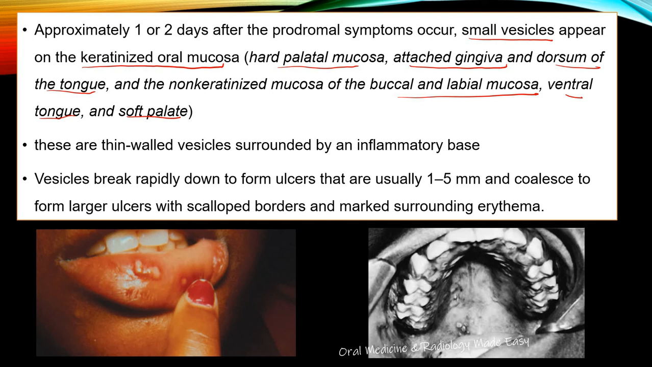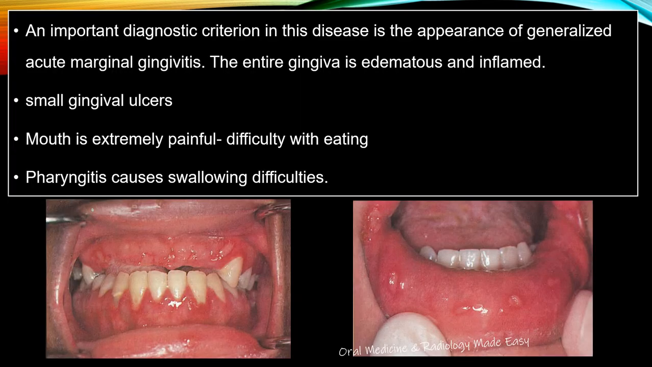So these vesicles are thin-walled and are surrounded by an inflammatory base. Because they are thin-walled, they break rapidly and form ulcers. The size is usually 1 to 5 mm, but they may join together and form a larger ulcer with scalloped borders surrounded by erythema. Another important diagnostic criterion is the appearance of generalized acute marginal gingivitis. The entire gingiva is edematous and inflamed. There may be small gingival ulcers.